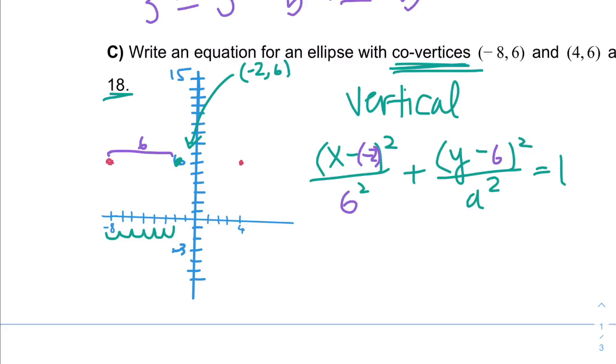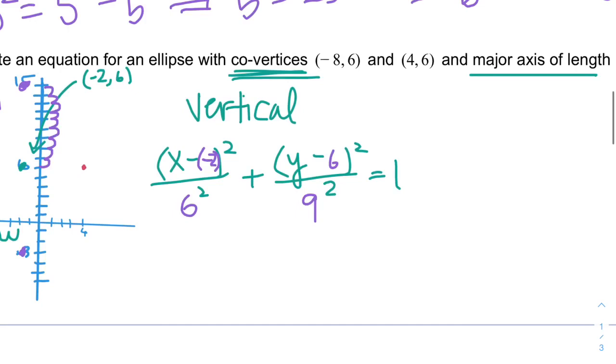They already gave me the length of the entire major axis. So I know that my a is just going to equal this 18 divided by 2, which is 9. So I can go ahead and just change that. But just so we can see what the ellipse is going to look like, I'm just going to go up 9. So 1, 2, 3, 4, 5, 6, 7, 8, 9. That brings me to 15. And then I go down 9, and so I'm going to be down here at -3. So we have this vertical ellipse going on here.